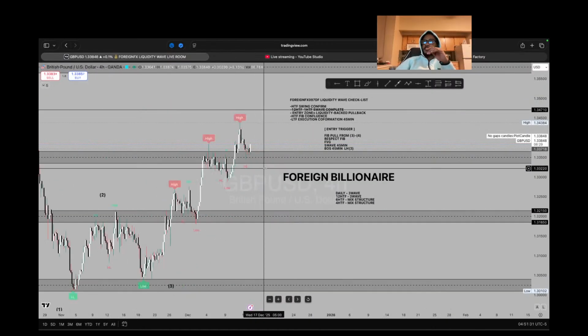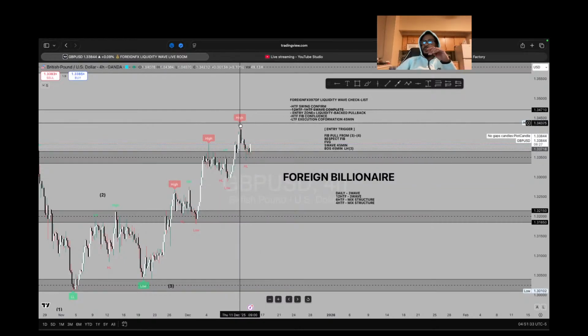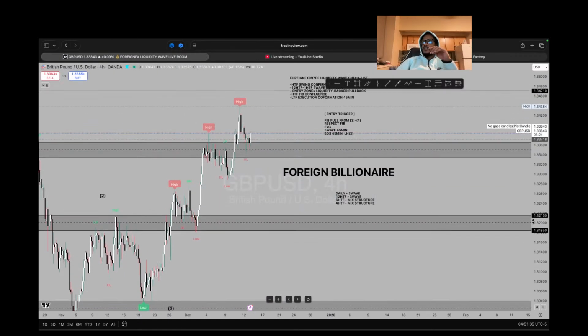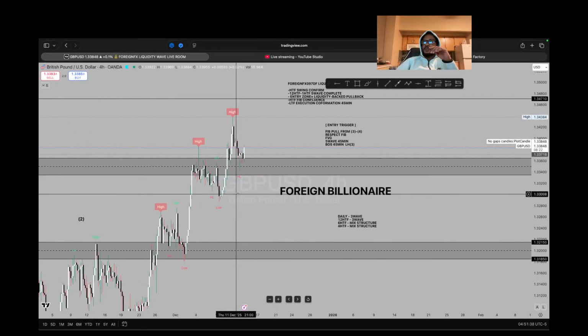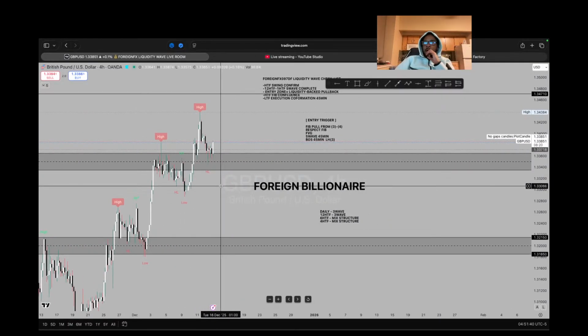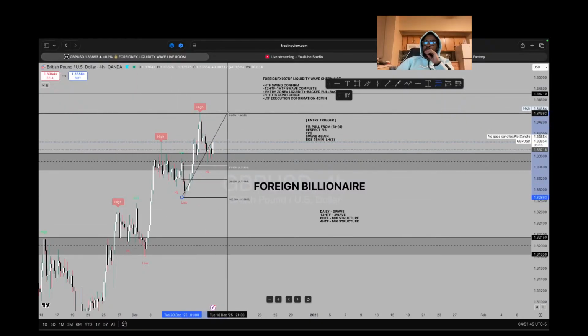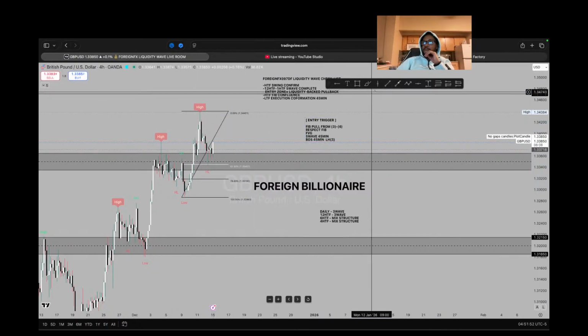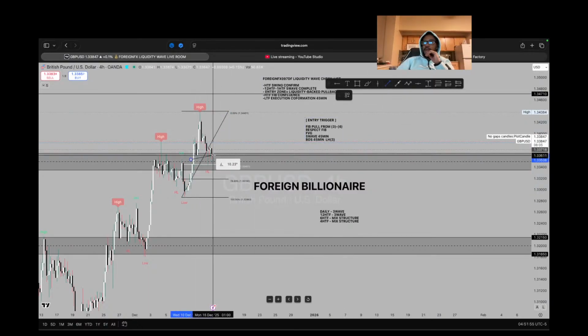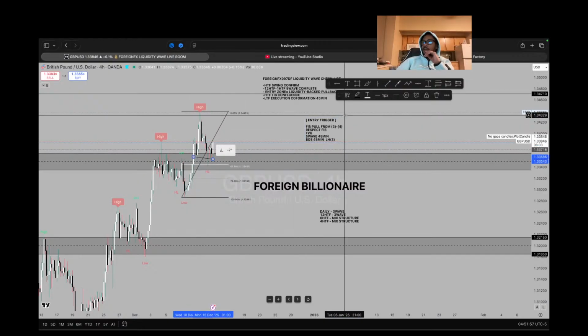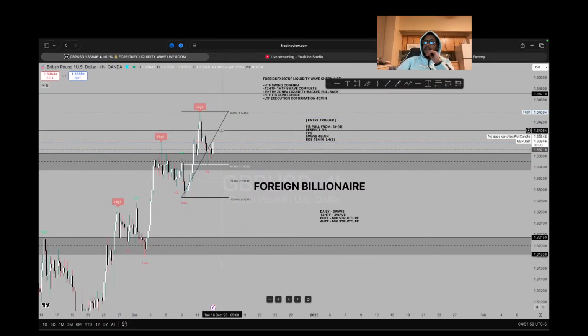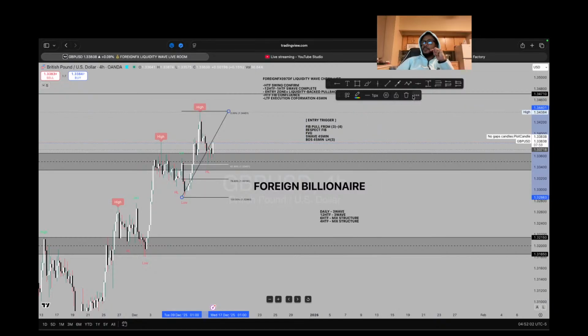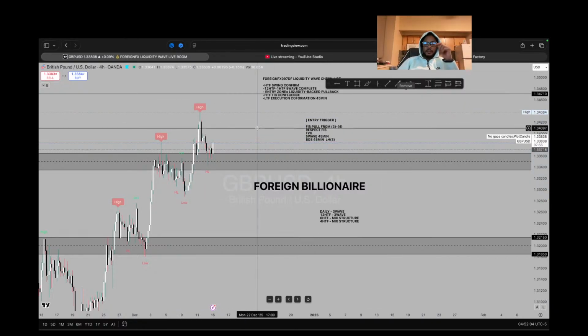4 hour. 1, 2, 3, 4, 5. That's confirmed. 4 hour is confirmed for the new week, for a push. We swept liquidity right here. So we did a short-term liquidity sweep right there. Not very strong. Let's see.